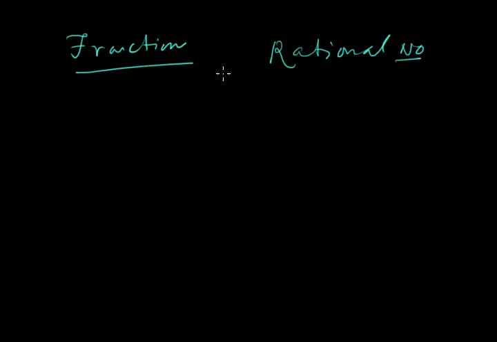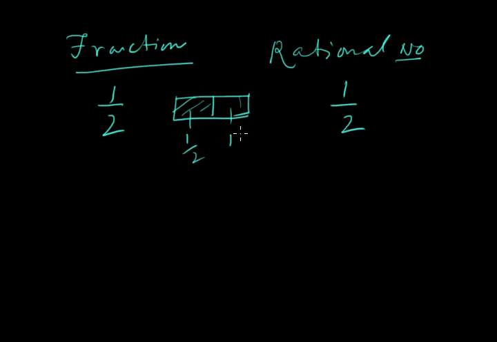So is there any difference? When you write a fraction, you write half. When you write a rational number, half. And half means, if you take the whole as 1 unit, this much is half. This is one half and this is another half. This is the whole. But what is the difference?